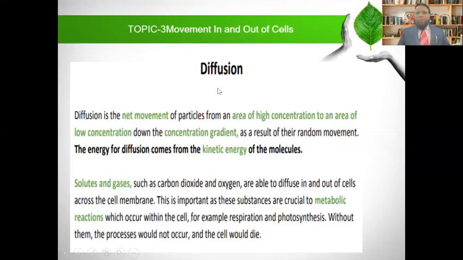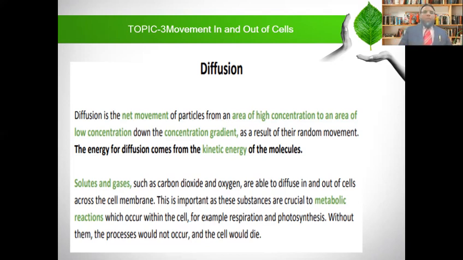See here, firstly we have to discuss diffusion. What is diffusion? Diffusion is the movement of molecules from high concentration to lower concentration. This is the first definition. And the second definition is the movement of molecules in all directions.